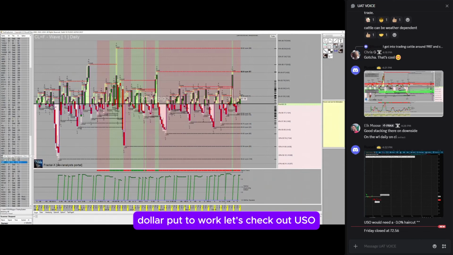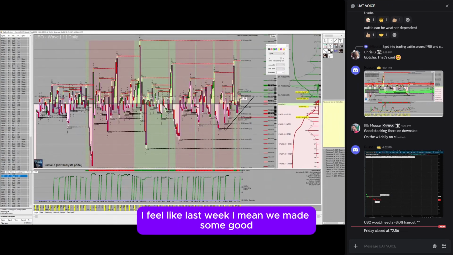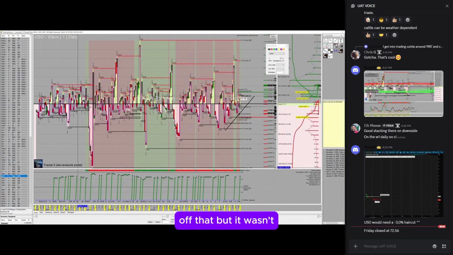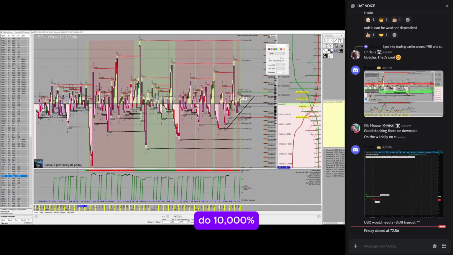Let's check out USO because I do want to take another swing at that. I feel like last week, we made some good profits off that, but it wasn't what I like. It wasn't, USO can do 10,000% if it wanted to.